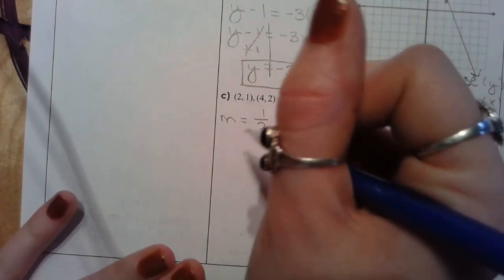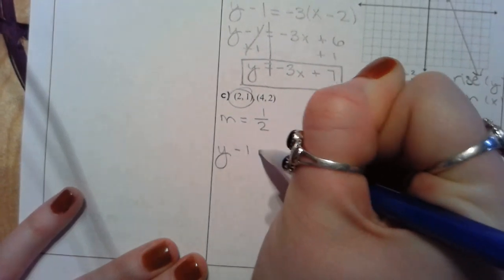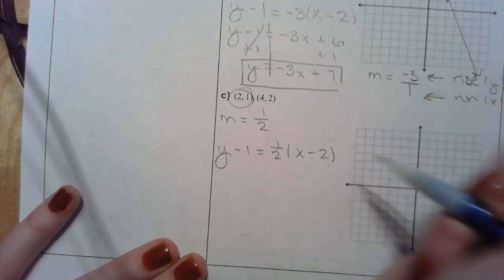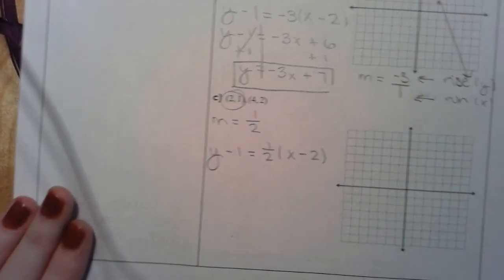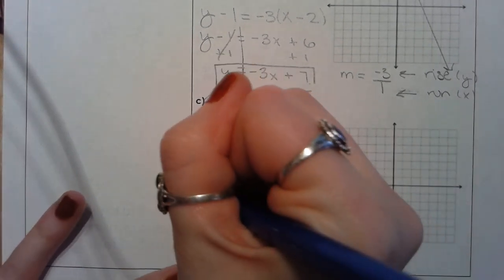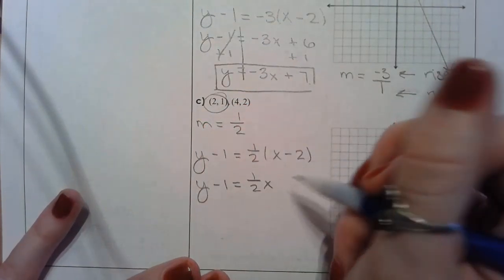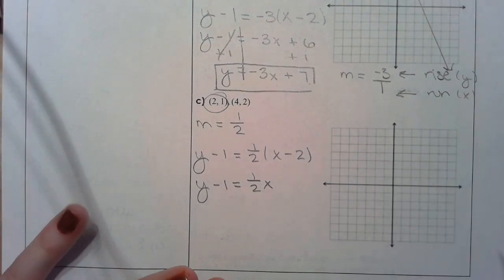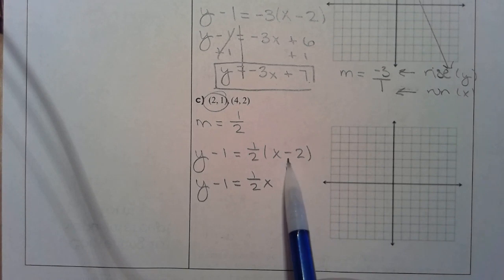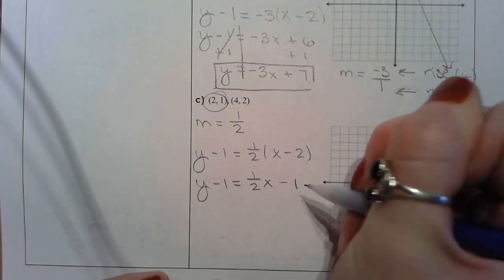So I'm going to choose a point. So I'm just going to use this first one. And I'm going to write y minus 1 equals 1/2 times x minus 2. So I'm just plugging into that formula. Okay, now I'm going to distribute this 1/2 in, and you will get y minus 1 equals 1/2 x. And then whenever I'm multiplying any number by 1/2, it's like I'm dividing by 2. So I know -2 divided by 2 is going to give me -1.